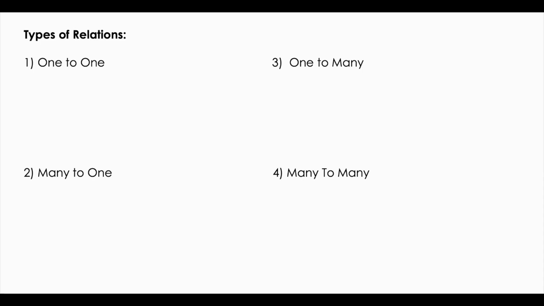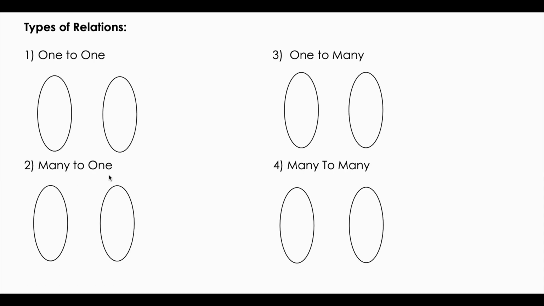All right, so we have types of relations. So one to one, many to one, one to many, and many to many. So one to one typically looks like this. So we have some inputs over here, and our outputs, they typically match literally one to one. So for every input, we have a single output. So none of the inputs share an output. Okay, they all have the unique outputs. So this here is one to one.